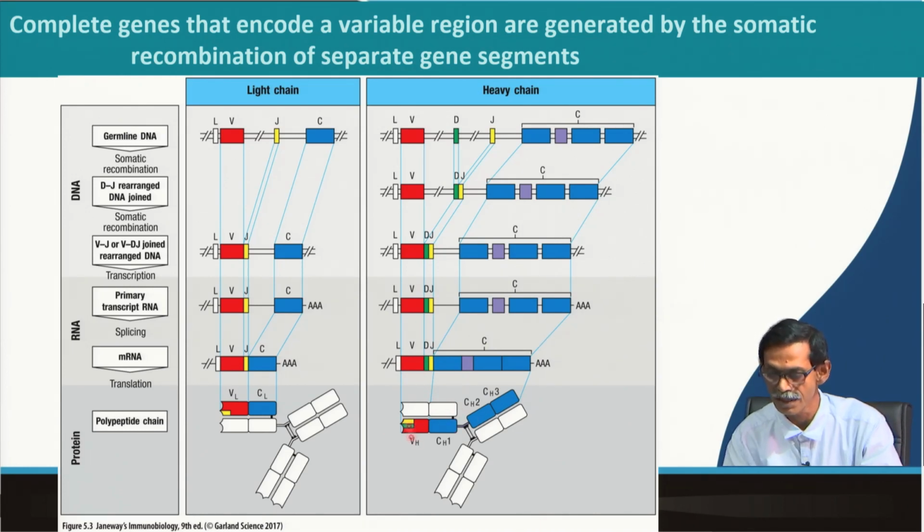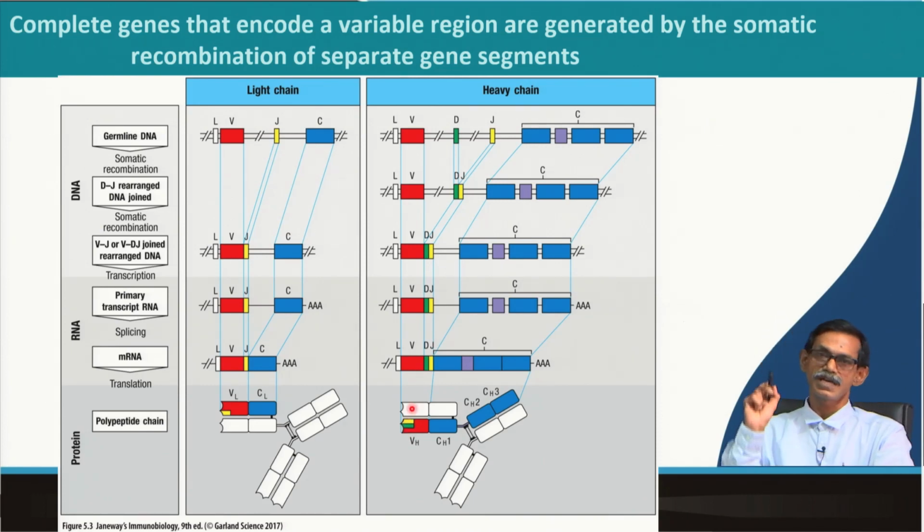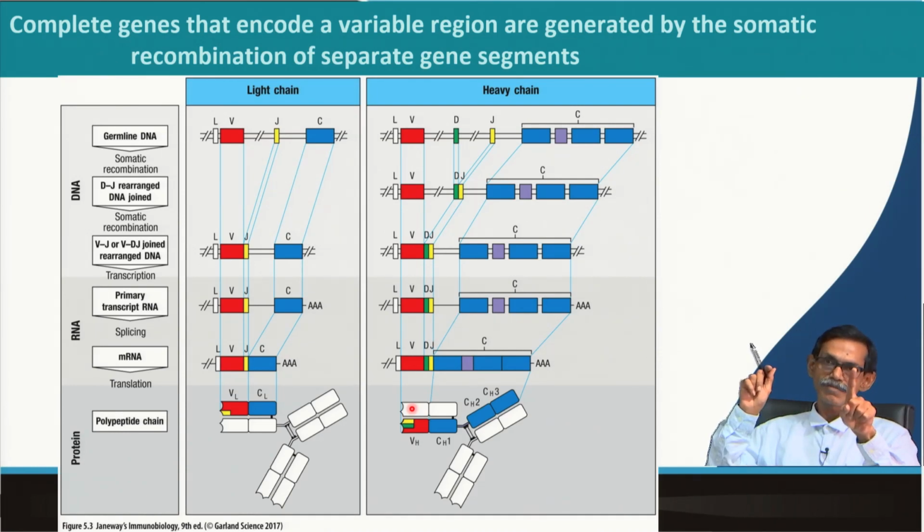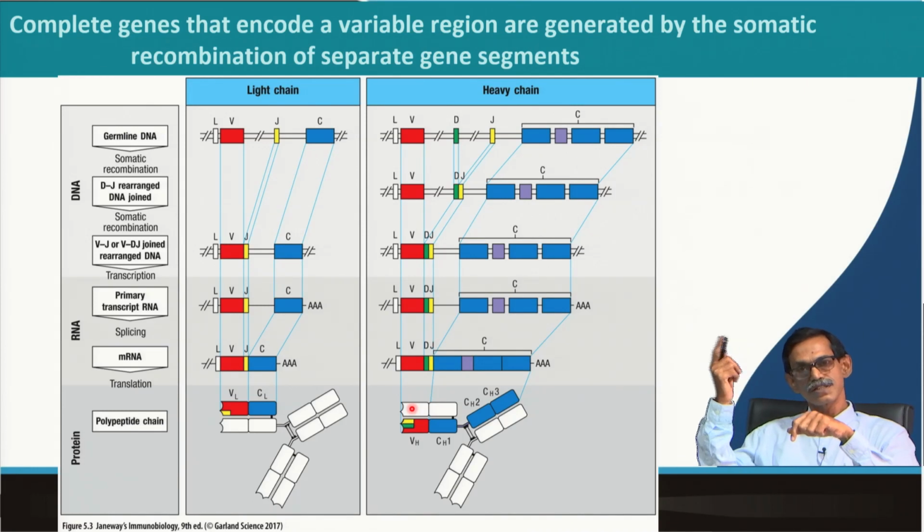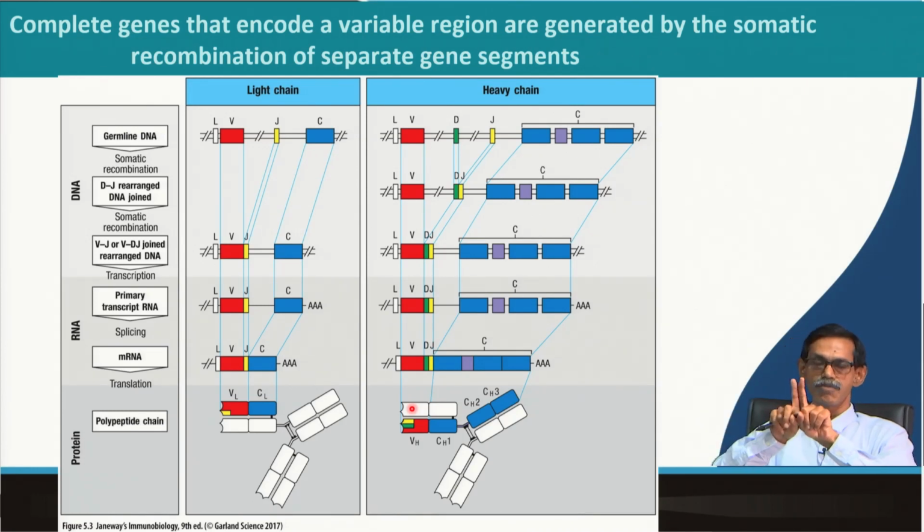But if you see carefully, VDJ all three are taking part in the antigen binding site. So, even though they are very small in comparison to the V region, J in the case of the light chain and DJ in the case of the heavy chain are very, very important, because they make the antibody different with respect to antigen recognition. Now, we will see how this happens.